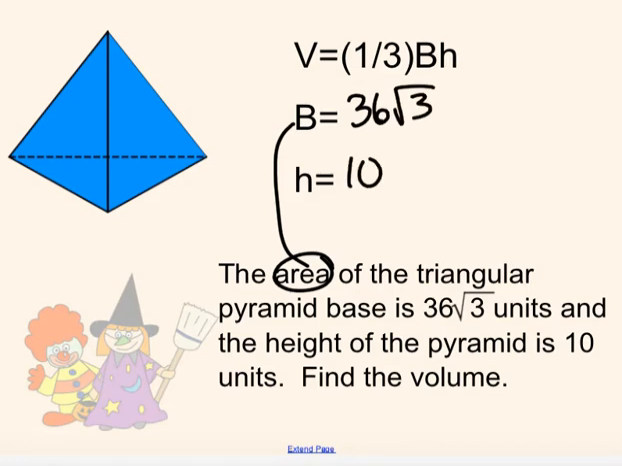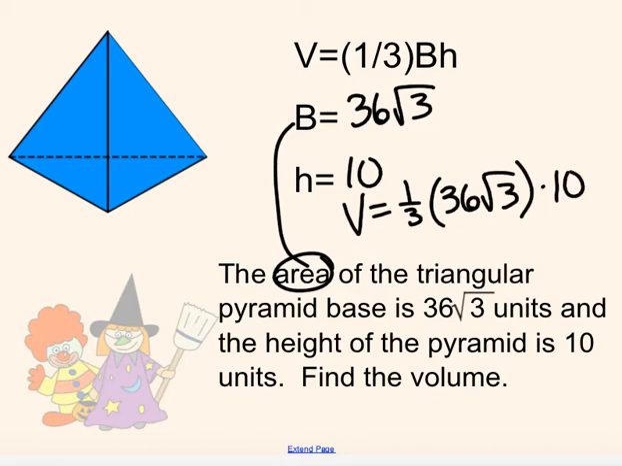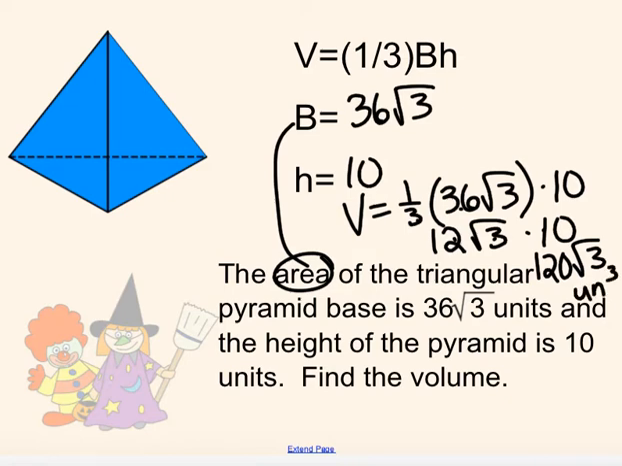So when we plug in the formula and say volume equals 1/3 of 36√3 times 10, I can just multiply out. 1/3 of 36 is 12√3, and then we multiply by 10. Well, I can't multiply the 3 and the 10 because the 3 is under a radical symbol, but I can multiply the 12 and the 10. So I get 120√3, and I believe we're in units cubed. So if you are given the area of the base, that's great. It actually helps you out quite a bit.